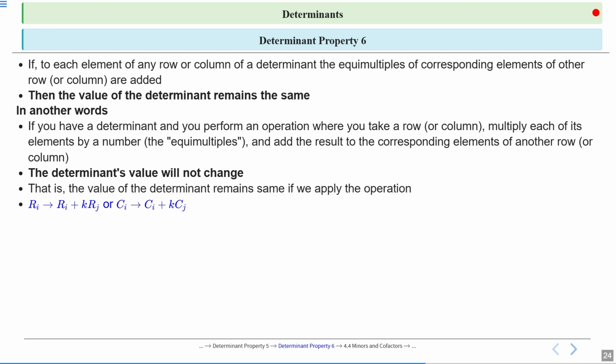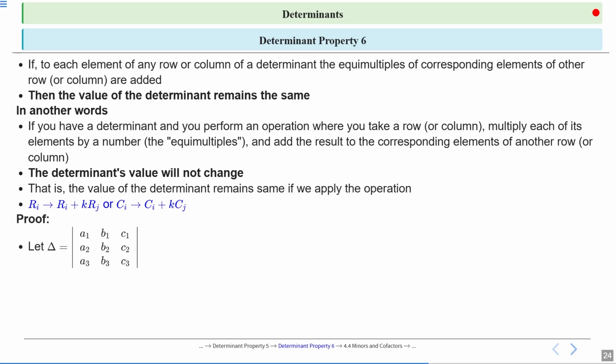So we take the first row R1 and Rj, and we replace Ri by Ri plus constant equimultiples of the corresponding elements of the other row, that is Rj. So Ri is replaced by Ri plus k Rj. Similarly, if we take any column Ci, we replace Ci by Ci plus a constant multiple of any other column Cj. So if we perform this operation, the determinant remains the same, and that is what property 6 says.